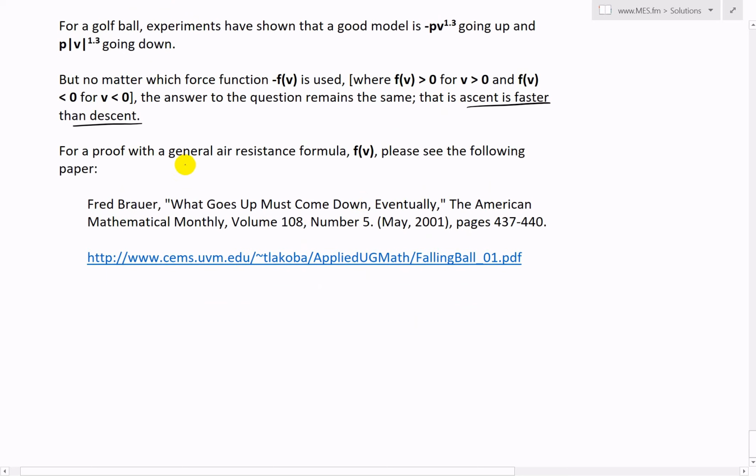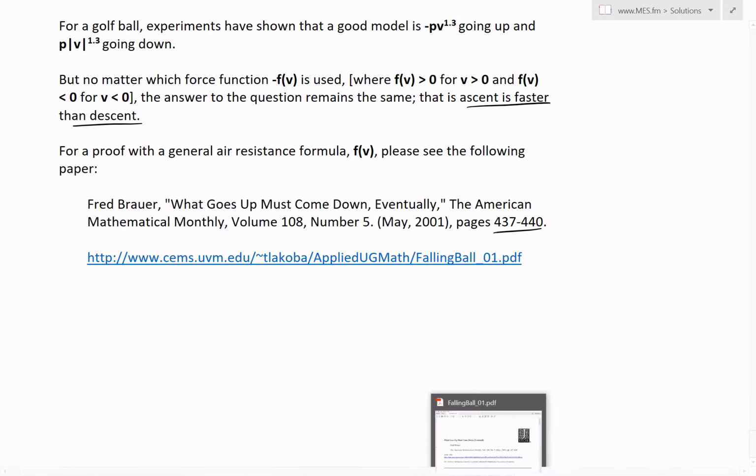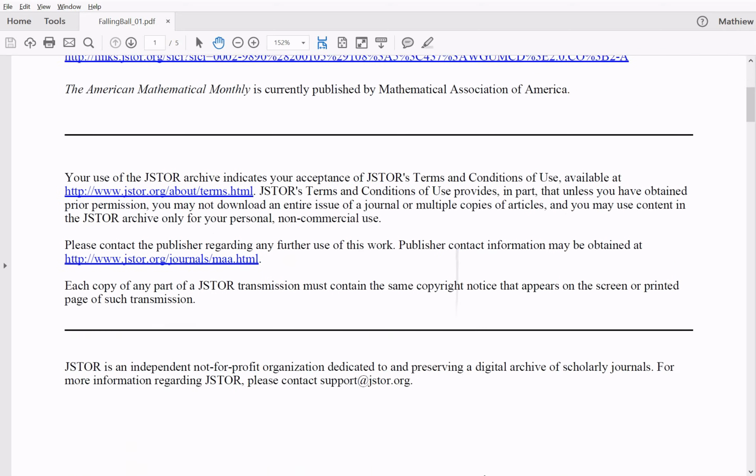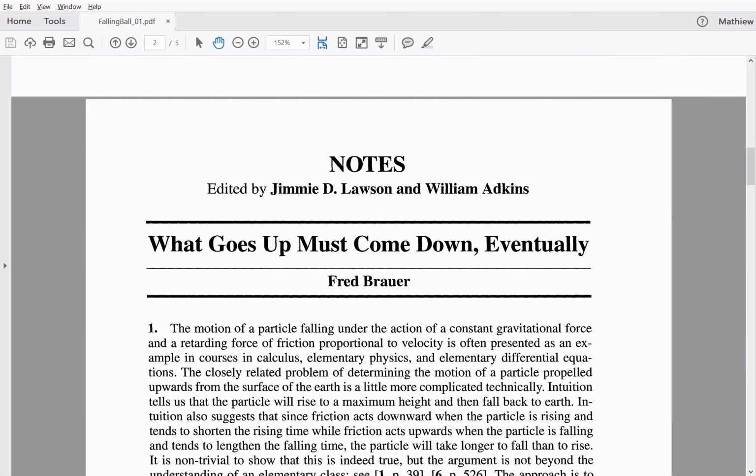For a proof with a general air resistance formula f of v, please see the following paper by Brad Brower, What Goes Up Must Come Down Eventually. It's in the American Mathematical Monthly, volume 108, number 5, May 2001, pages 437 to 440. Here's a link to it, and I'll also put the link in the video description below. If you click it, you can also download it. And here's that proof article.